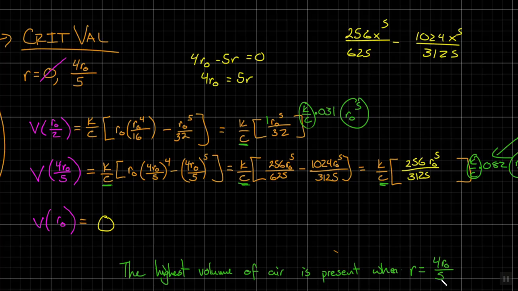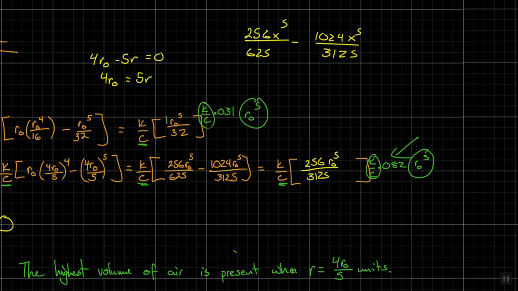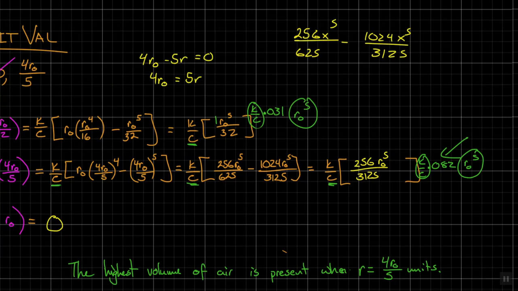And I'm trying to see if they give us any units anywhere. They don't. What do you think they measure the radius in? For an air pipe? Millimeters, probably. I'm just going to say units because they didn't specify. Now, I'm not going to make us write it, but what is the maximum amount of volume that occurs? And I'm not even going to make you say it. Can we all agree it's this? It's gross. K R naught to the 5th over C times 0.082.